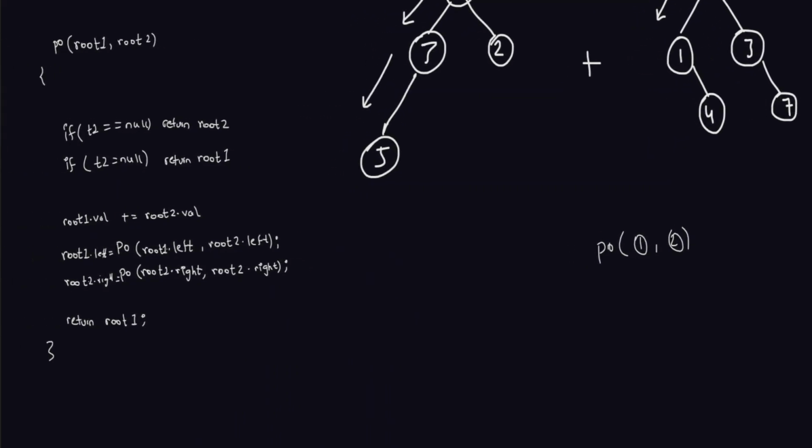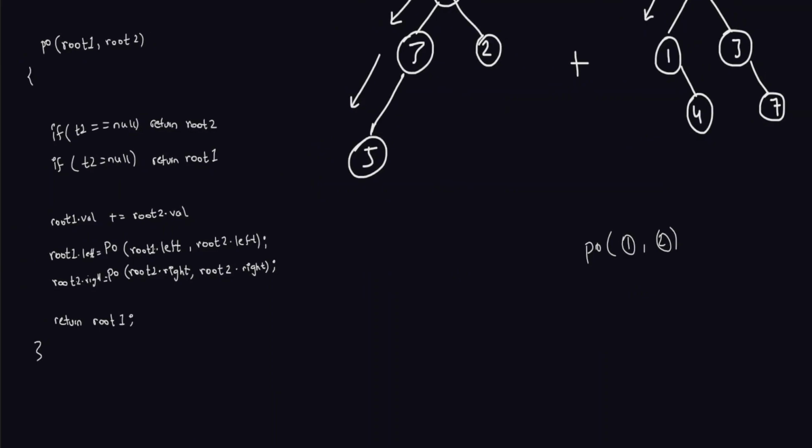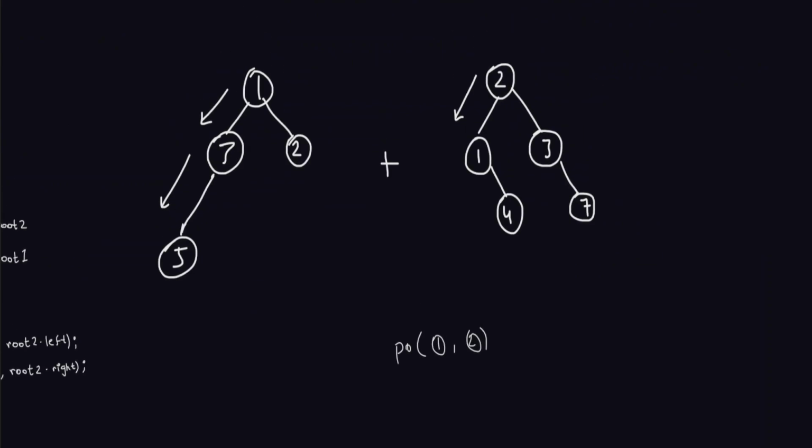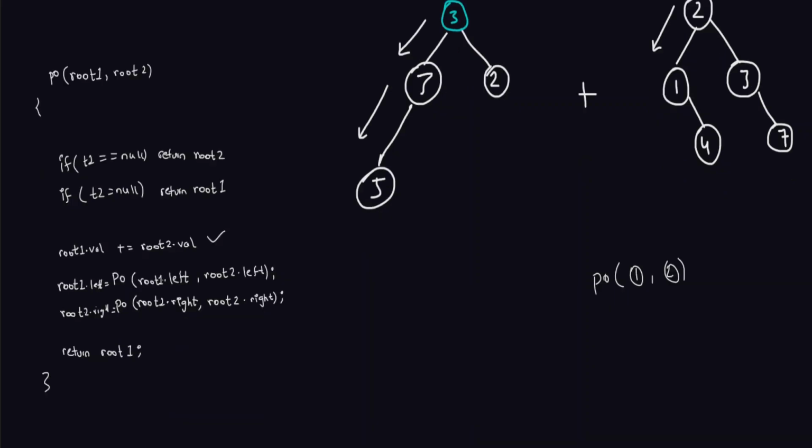So what we have to do is first increment the value: root1.val plus equal to root2.val. It's not a new tree, I'm just updating this value. So what I've added is this, one was earlier, so this is now 3. This is the result.